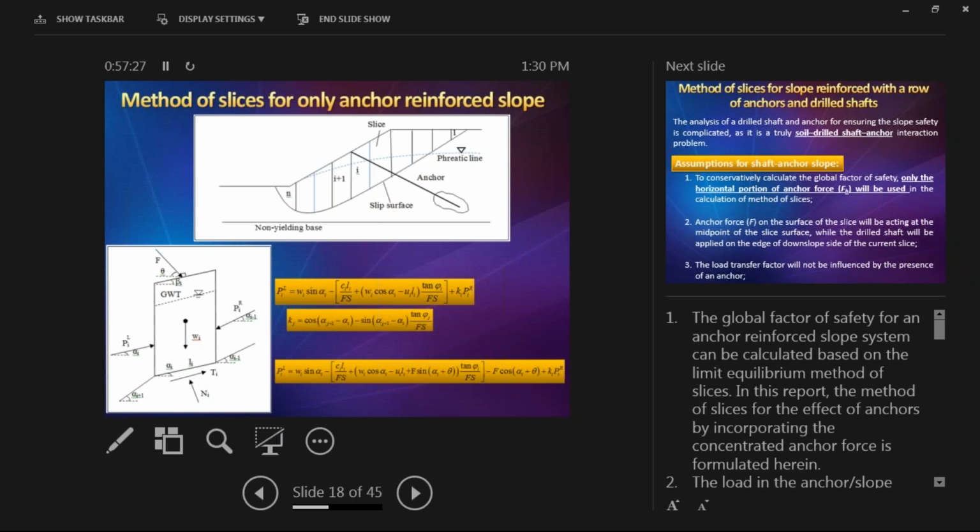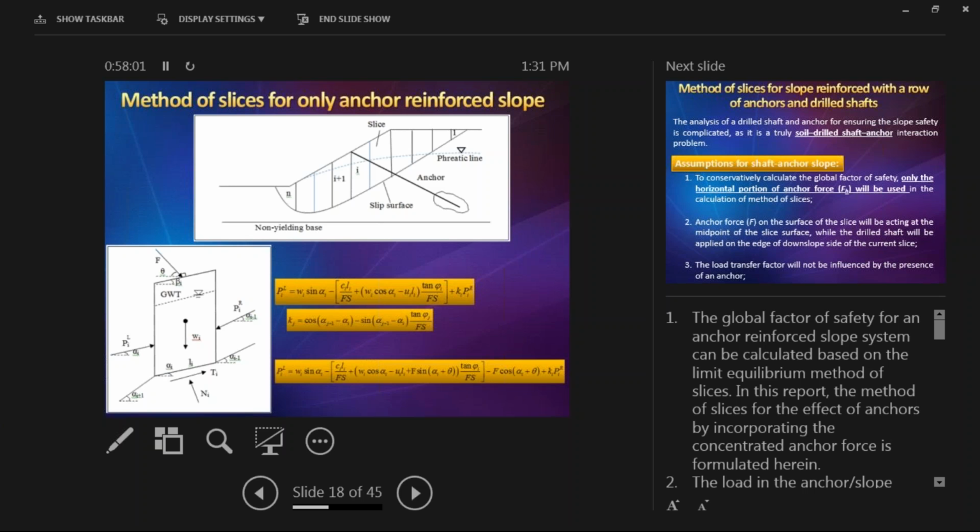All the commercial software programs have the capability to include the effect of anchor in enhancing the factor of safety of slope. The way we choose to do it is to put an anchor force at the top of the slope on that particular side where the anchor head is located. And the rest are just like any other software program. Then we'll carry through this method of slices computation.